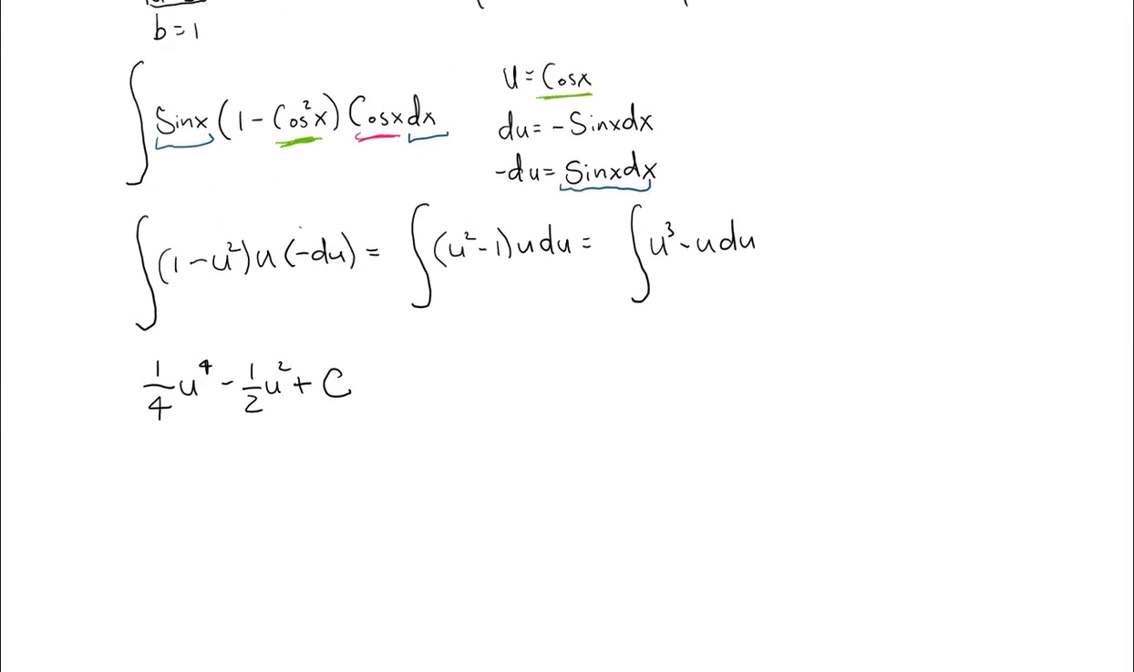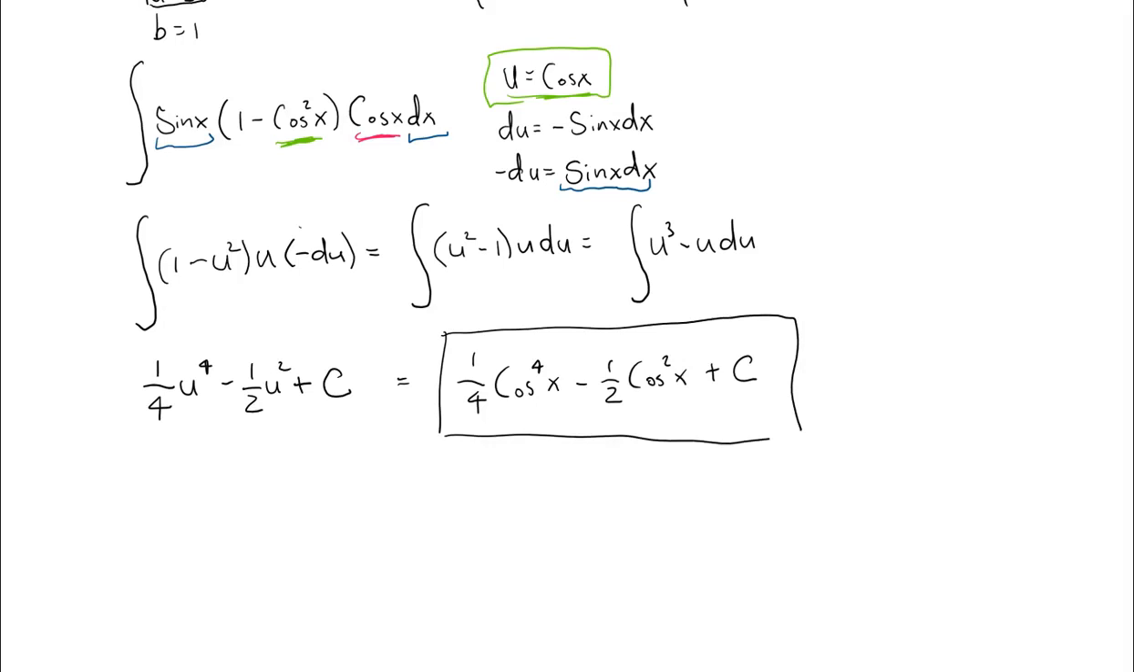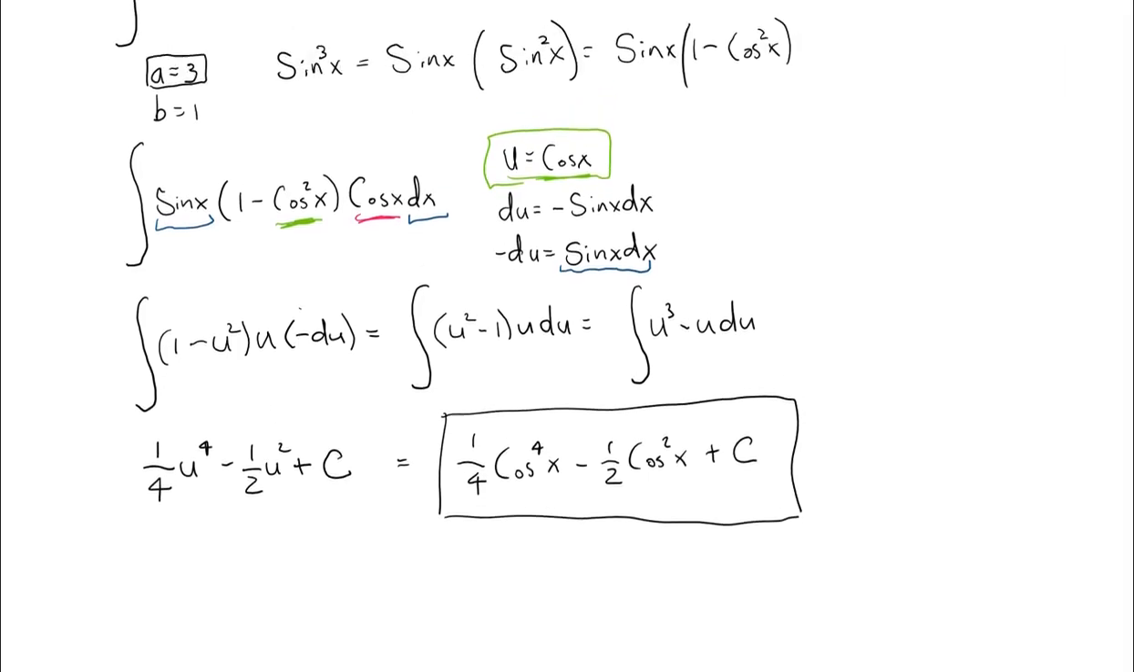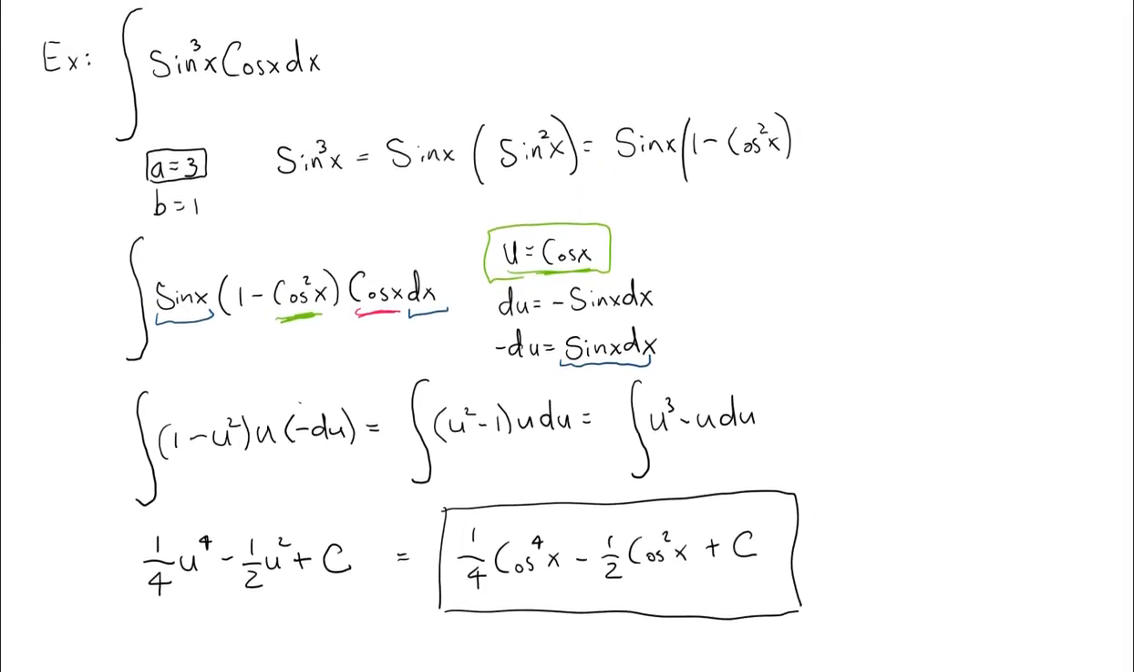And now if we plug in our u here, which we determined was cosine of x, then what we will get is 1/4 cosine to the 4th of x minus 1/2 cosine squared of x plus c. And that indeed is the integral here. Now, so what did we do?